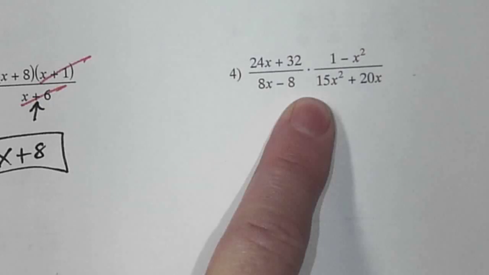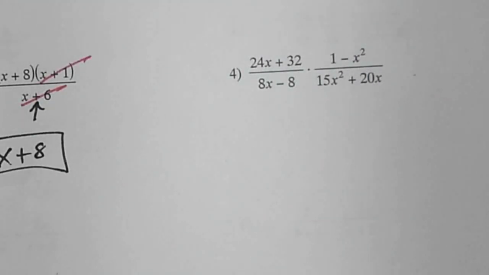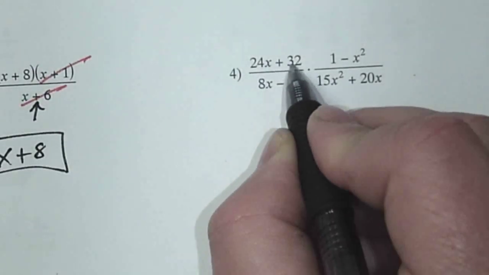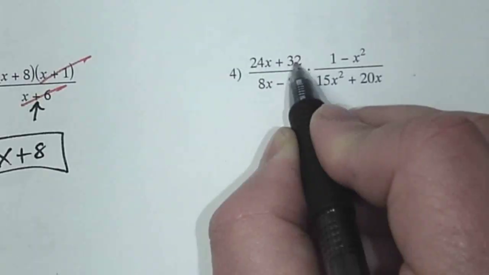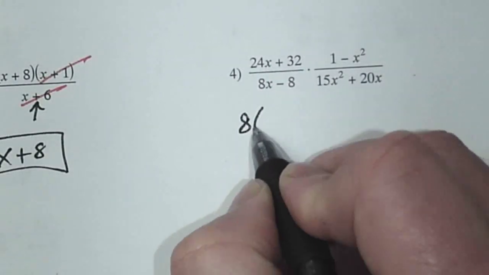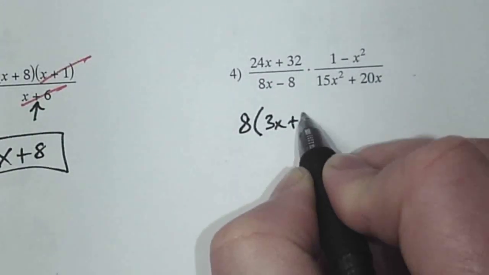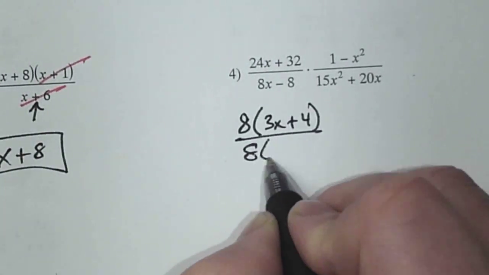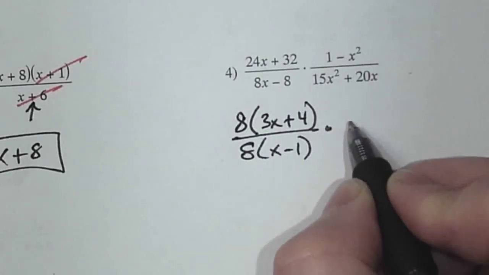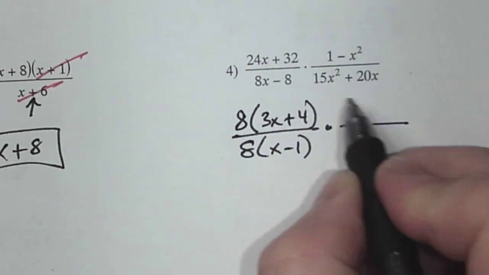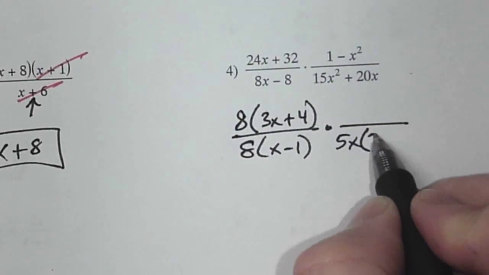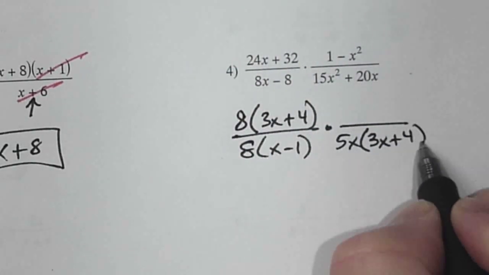All right, here, multiply. Now, there's not. Don't just start canceling away. Factor first. Factor first. What can you factor out of here? I would say an 8 goes into both. You could say 4, but I say an 8. Divide by 8, you get 3x plus 4. Take an 8 out of here, you get x minus 1. Down here, take a 5x, and you get 3x plus 4.